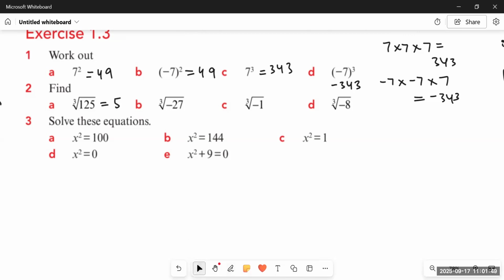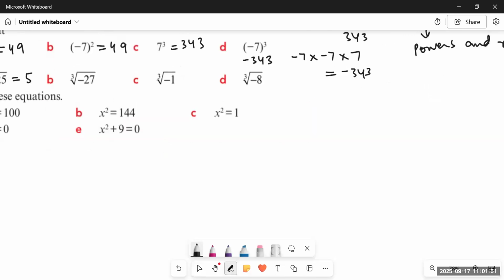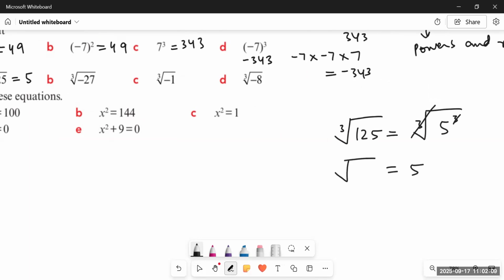And we can show the workings as well over here. The cube root of 125 means we can write, instead of 125, 5 cubed, because 5 cubed equals 125, right? Now we will cancel the cube root with the cube and we are left with 5. So it's 5.